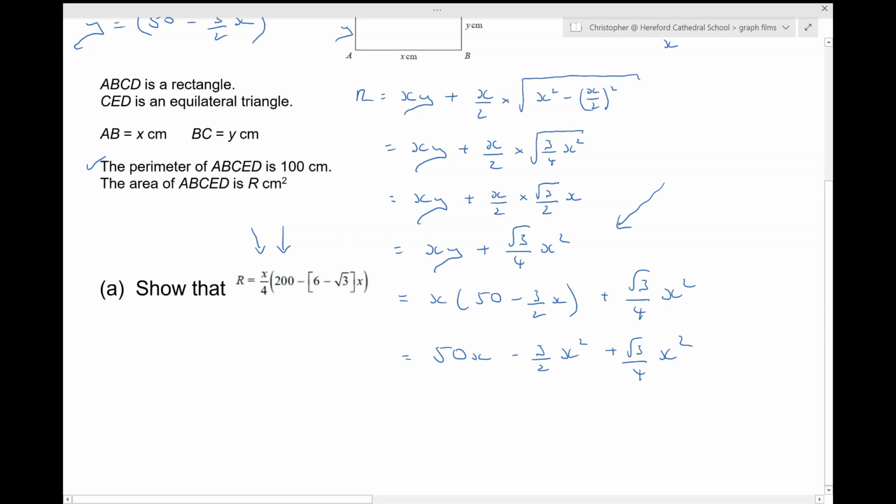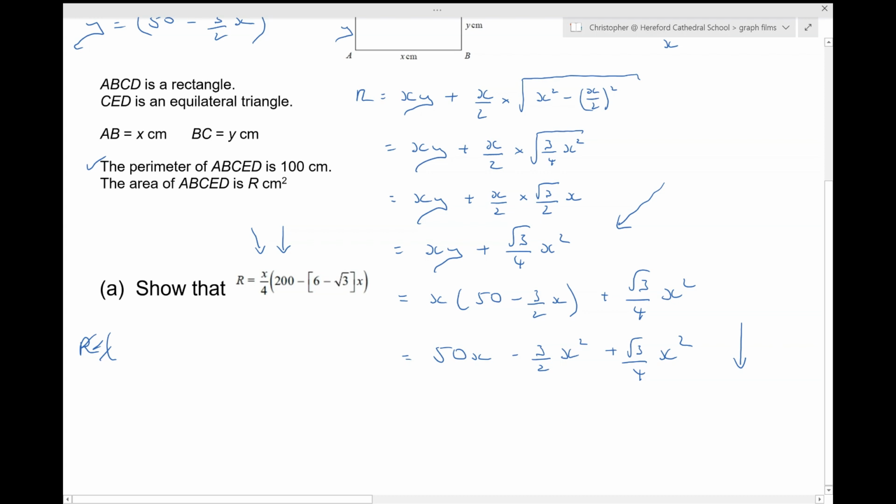Now, often in questions like this, you face a choice at this point. I can continue manipulating my expression on the right-hand side until I make it equal to the expression in the question, or I can manipulate the expression in the question and make it equal to what I've come up with so far and make the two expressions meet in the middle, if you like. And I'm going to do the latter one.